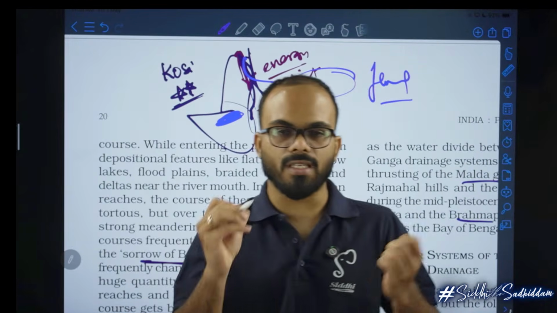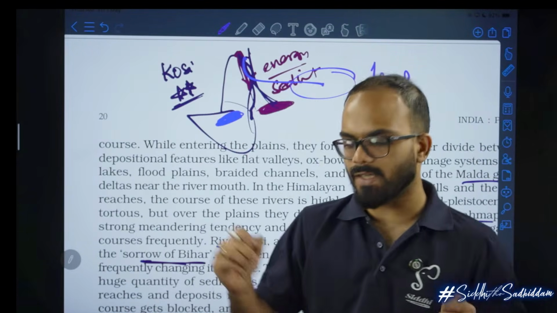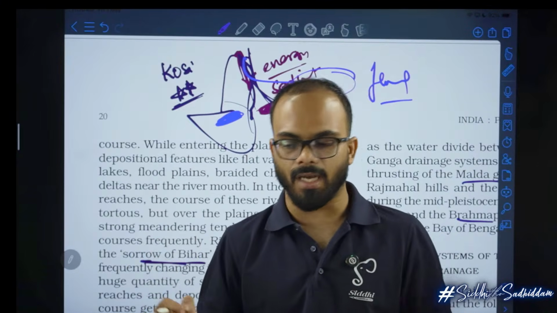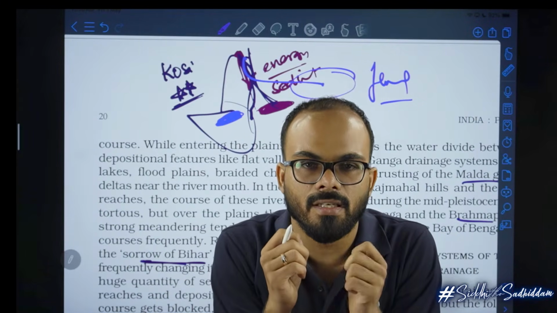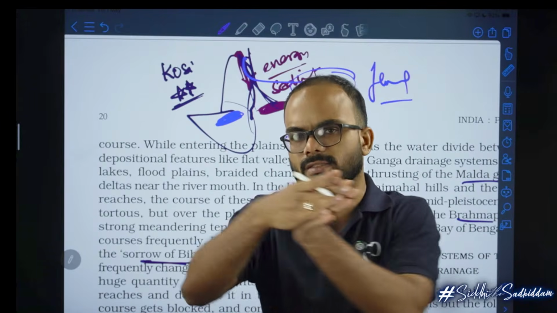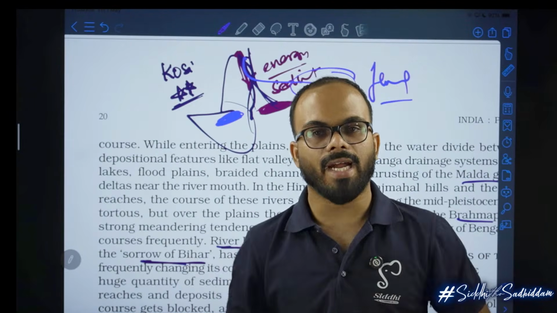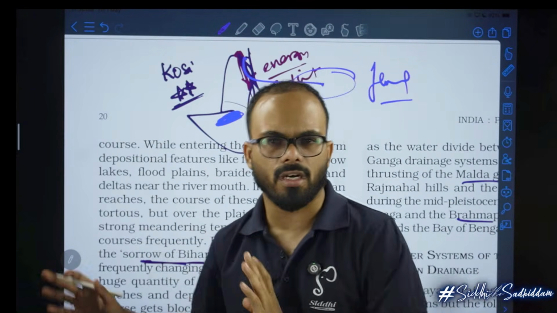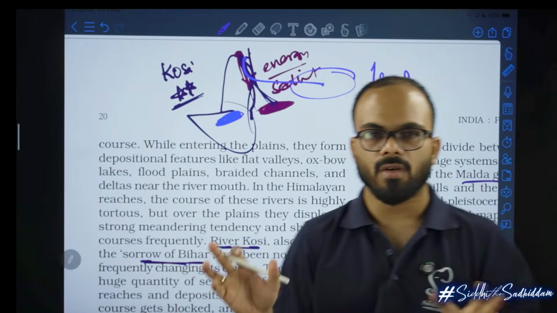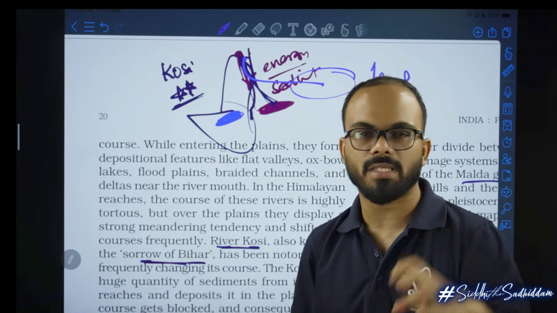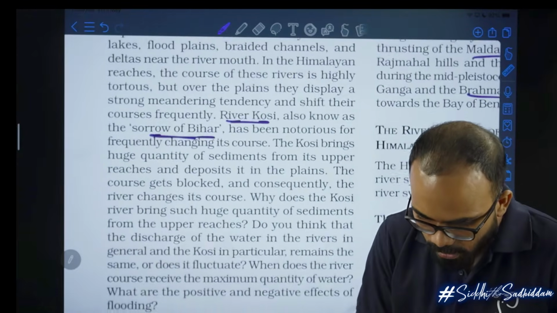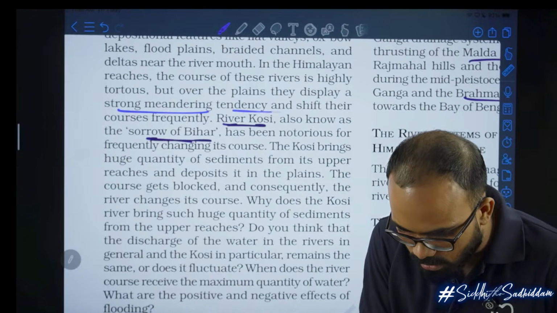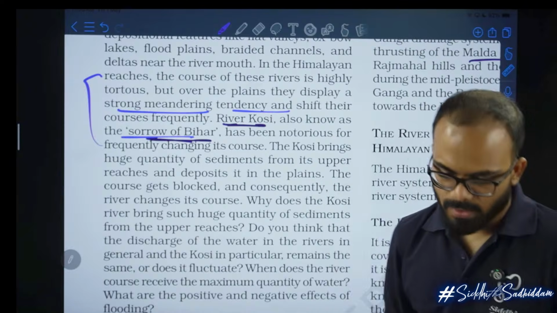So river Kosi is considered as sorrow of Bihar. If anybody is there in the class from Bihar, you would absolutely know about it. So Kosi is considered as sorrow of Bihar because it constantly changes its direction, and every time it changes the direction, it brings a lot of flood, a lot of sedimentation. All this happens and it affects people's regular lives a lot. So this Kosi river, which meanders so much, there can be a question on this.